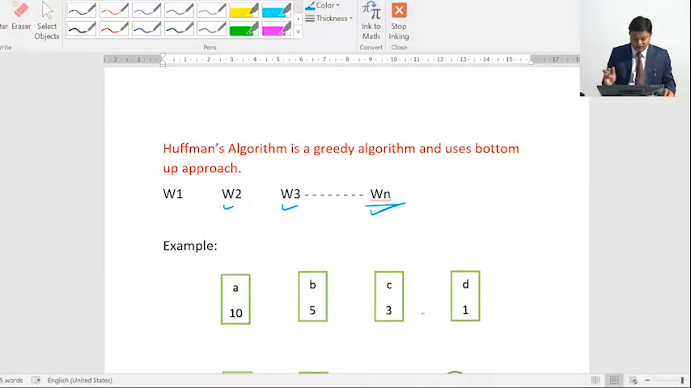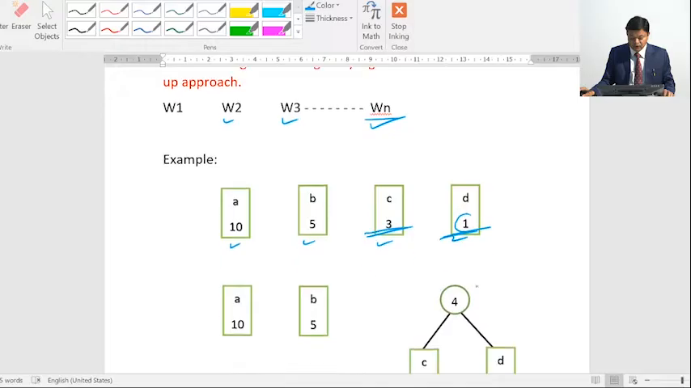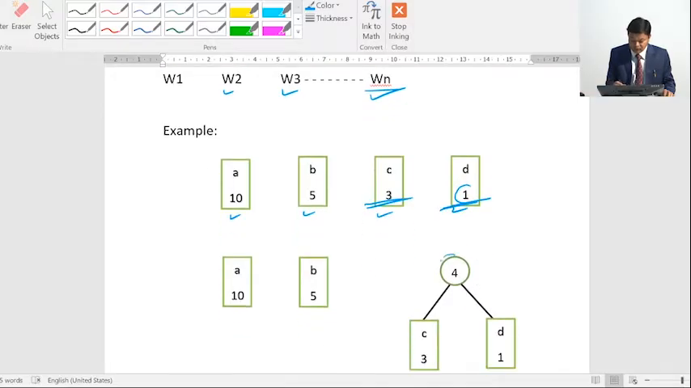Okay. So, let us take an example. See, initially we are having 1, 2, 3, 4. Initially we are having 4 entities. So, what will we do? We select 2 smallest frequencies or 2 smallest weights. So, smallest weights are 1 and 3. So, we will be selecting 1 and 3. We will make a 2 tree out of 1 and 3. So, this is the 2 tree. 3 plus 1 is equal to 4.